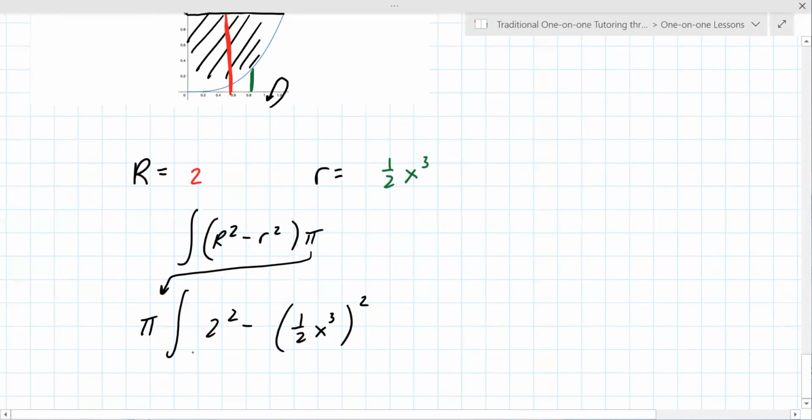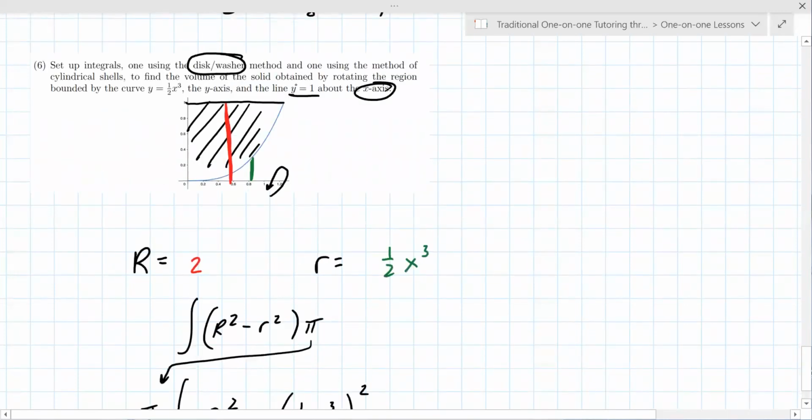Our bounds go from 0 to wherever these intersect here. It's not quite at 1. So 1 equals 1/2 x cubed. You might think it's 1, but 1 is right there. So 2 equals x cubed. So x equals the cube root of 2. So that's your other bound. This number right here is the cube root of 2.